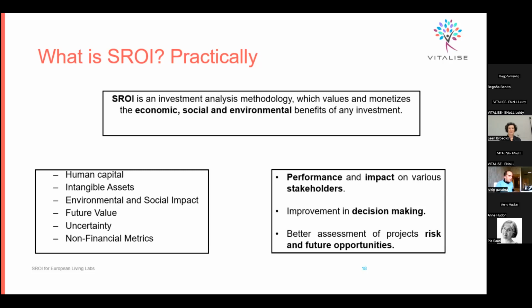We have realized also that it gives a better structure. And we can measure in different ways. Also the data that we have, human capital investment, intangible assets that we are putting, environmental and social impact, future value, why not? The uncertainty also in some way that will happen, and also to have non-financial metrics. So we will measure the performance and impact of a stakeholder. This will improve the decision making because they will know more concretely to monitor the value. And it is a better assessment of project risk and future opportunities. So this makes a continuity for a living lab also. Community engagement on the one side, and then we will monetize the work that we are doing to co-create services and products. Next one, please.